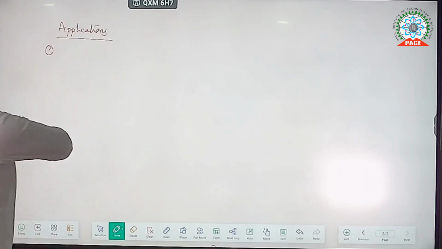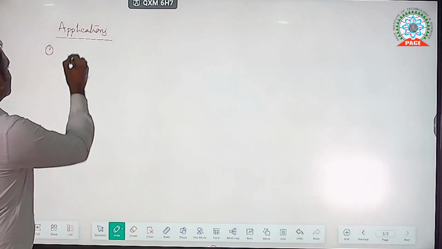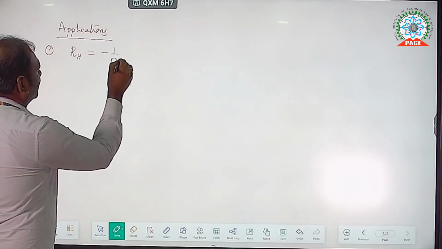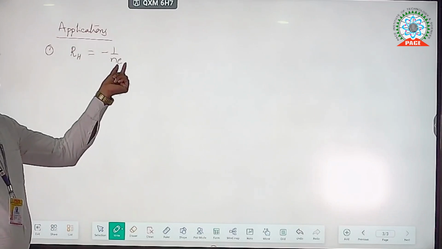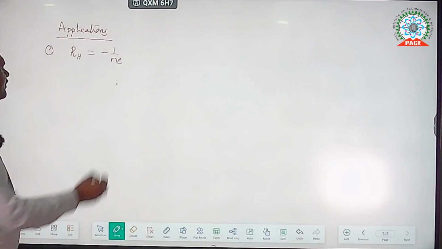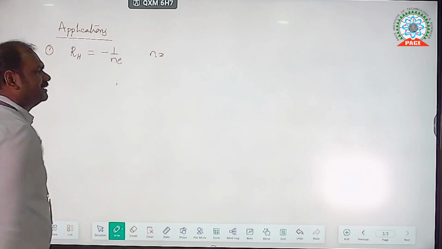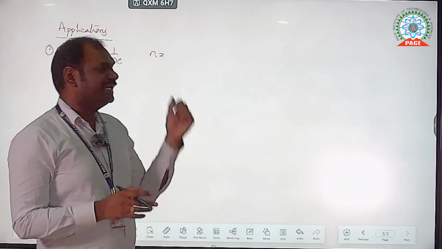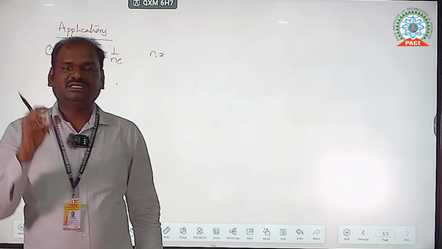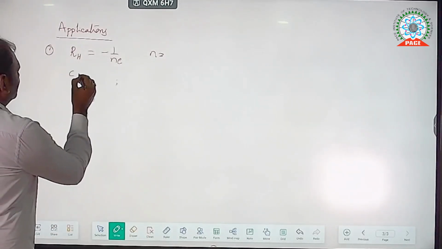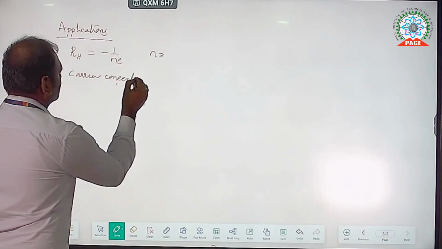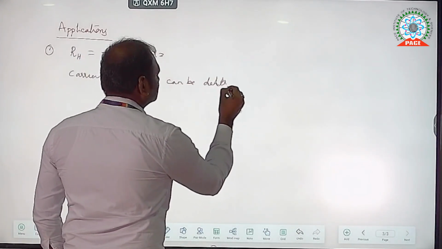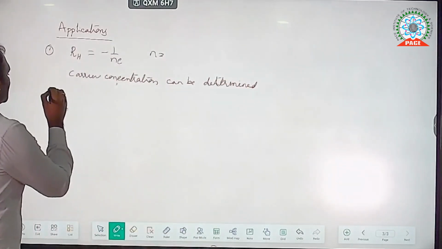First application. Once we determine the Hall quotient RH, what is the formula for it? Minus 1 by Ne. We know very well the charge of the electron e, so we can determine the N value. N means concentration of the electrons. If it is p-type, we can determine the concentration of the holes. So the carrier concentration of a semiconductor can be determined by using the Hall effect. The first application is carrier concentration.